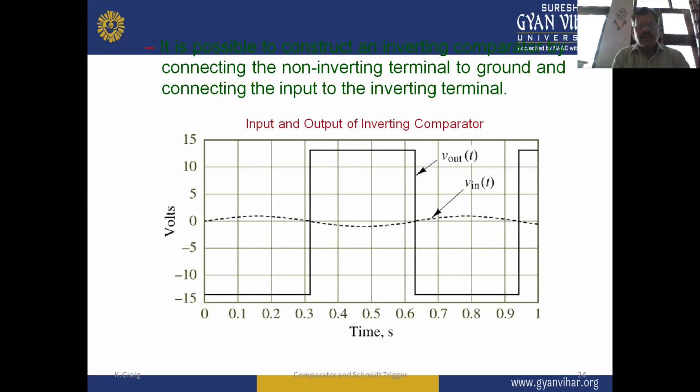So it is possible to construct an inverting comparator, connecting the non-inverting terminal to ground and connecting the input to the inverting terminal. So here are the waveforms of input and output of the inverting comparator. The output is a square waveform and the input is a sinusoidal waveform.